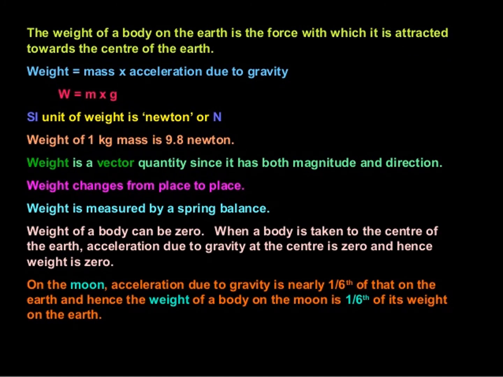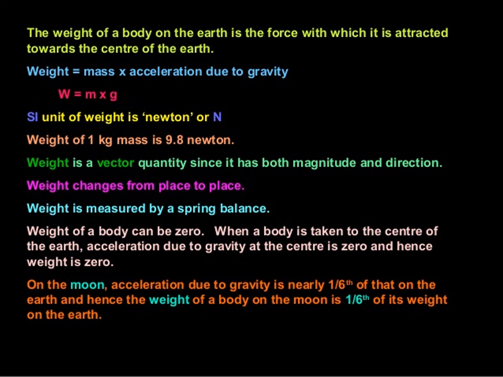Next, coming to the weight, what is weight? Weight of a body on the earth is the force by which it is attracted towards the earth, towards the center of the earth. So weight is simply a force. And we have studied the formula for force, F is equal to mg, so we can write W is equal to mg, because weight is a force. So W is equal to mg is another formula.